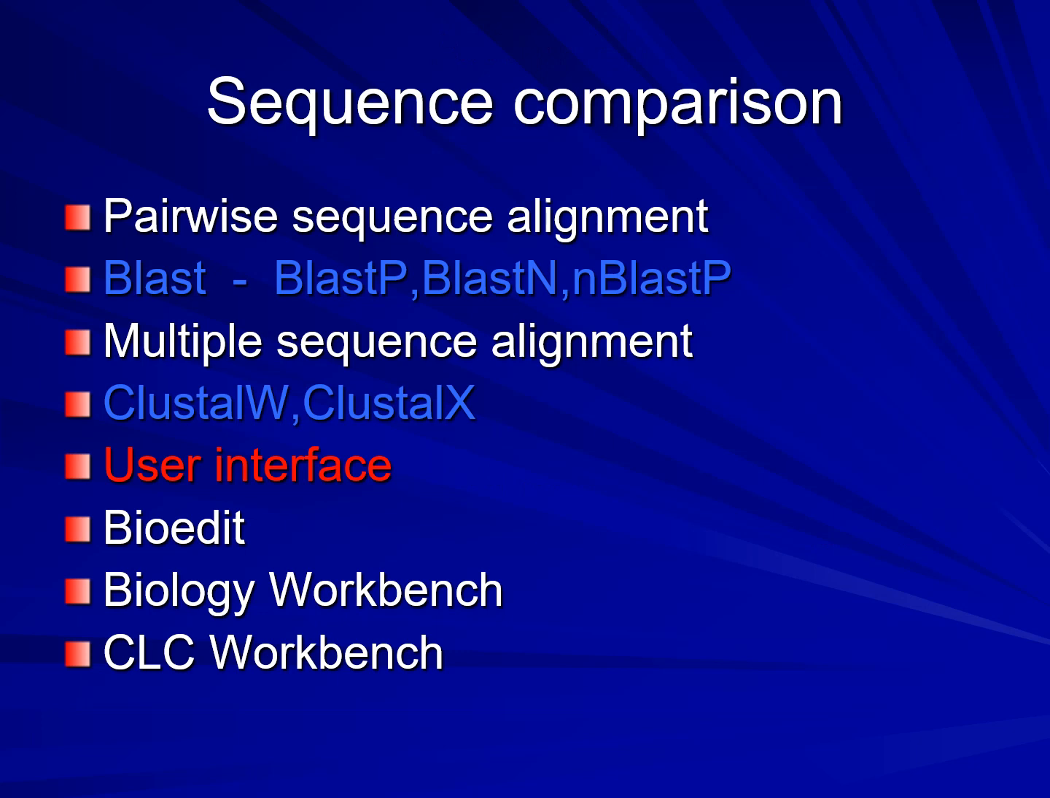So the first example of the use of bioinformatics tools is the comparison of sequences. Pairwise sequence alignment can be done by using BLAST. BLASTP, BLASTN, and BLASTX are the tools that can be used for the pairwise alignment of the sequences.